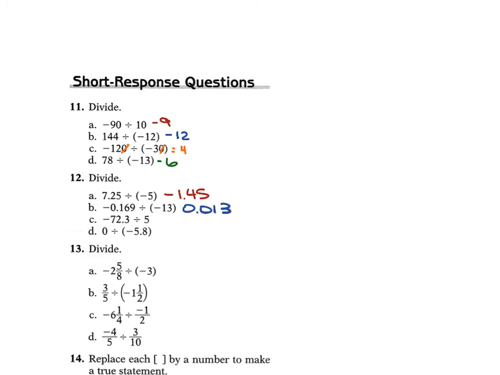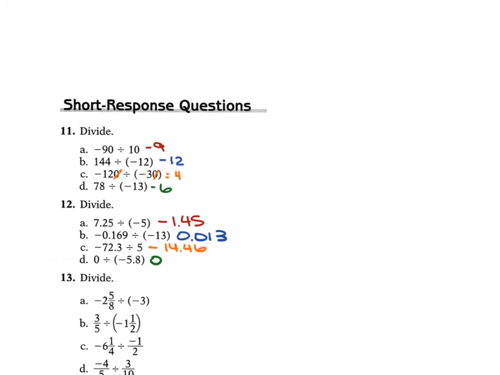For C, we have negative 72.3 divided by 5. So a negative divided by a positive is a negative, and then 5 goes into 72.3 14.46 times. For D, we have 0 divided by negative 5.8. When we are doing this, 0 divided by anything is 0, and 0 is neither positive nor negative, so it's just 0.